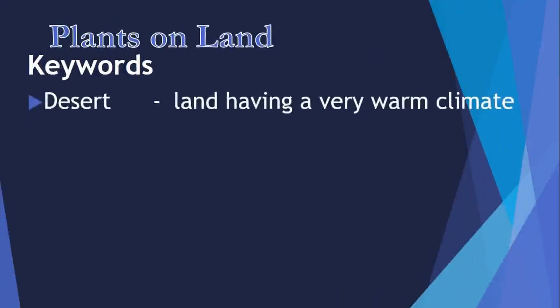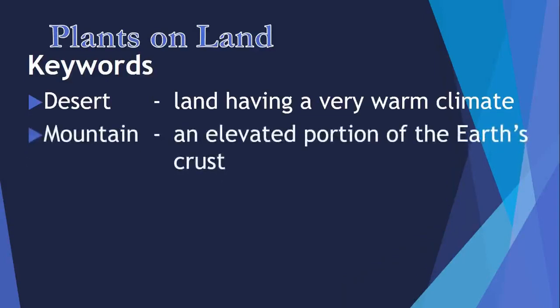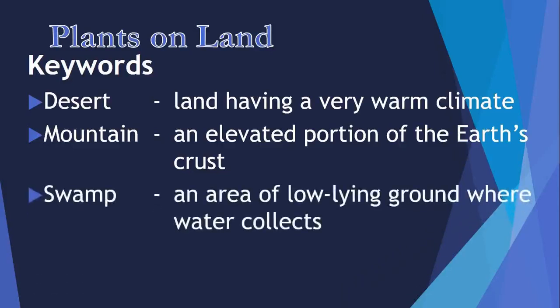First, desert. Land having a very warm climate, that is desert. Such land receives less than 25 centimeters of sporadic rainfall annually. Next, mountain. An elevated portion of the earth's crust. That means a landmass that projects conspicuously above its surroundings and is higher than a hill. Next, swamp. That means an area of low-lying ground where water collects. Swamp is a wetland often partially covered with water.